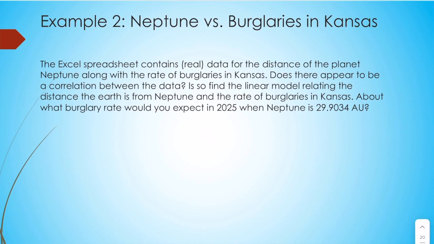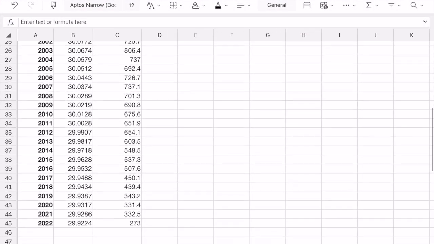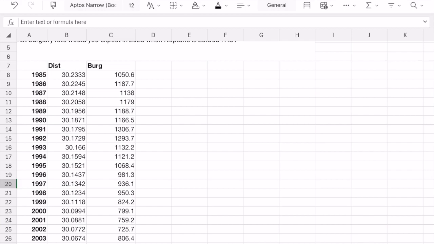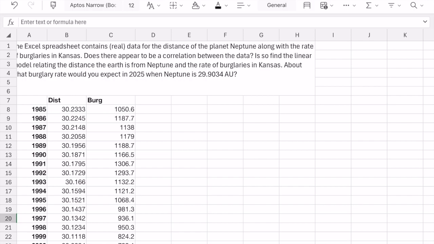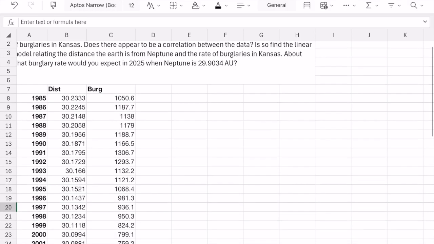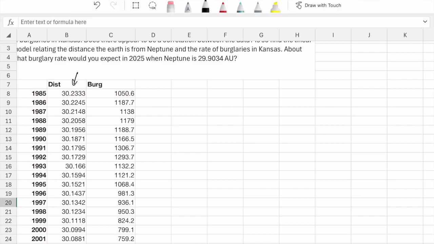All right. So I'm going to go back to my data here. Going to go to burglaries, and here is the average distance the Earth was from Neptune for the years given. And we look up, and this is according to the FBI criminal database online. And so there's that. So I think this right here is number of burglaries per capita per year, and this one right here is the average distance.